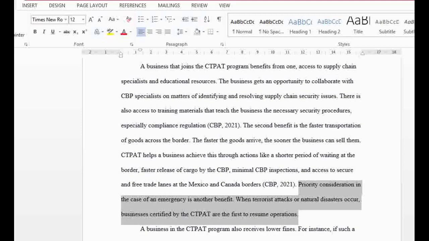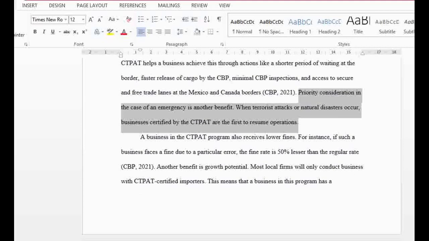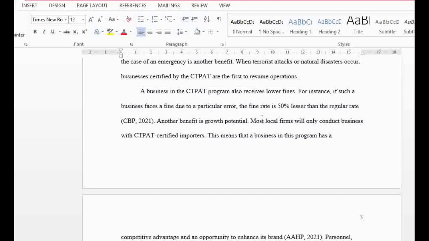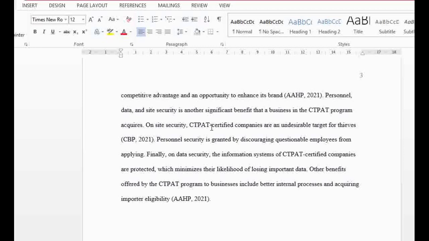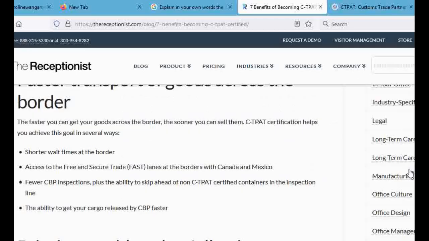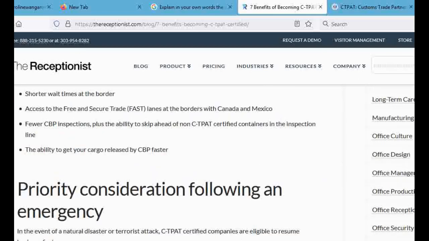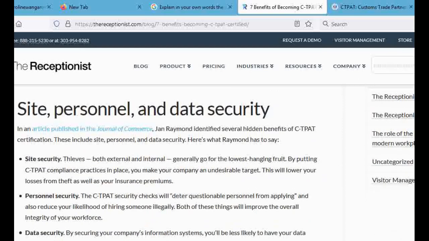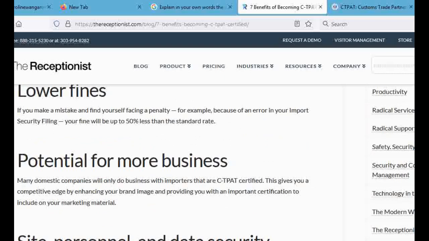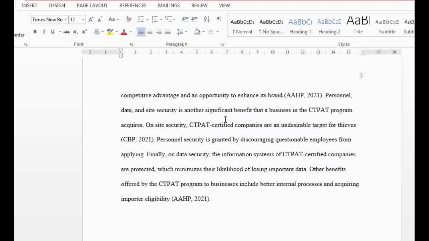Okay, so guys, if we continue with all these benefits, we can see there's another benefit of lower fines. We can see there's another benefit of personnel security, granted by discouraging questionable employees from applying. There's also data security, and if we go back to this, we're going to see all these benefits here: lower fines, potential for more business, personnel security, and data security. And for each explanation, guys, you just have to paraphrase even the explanation itself. Guys, are you following? Is this difficult? No, I don't think so.